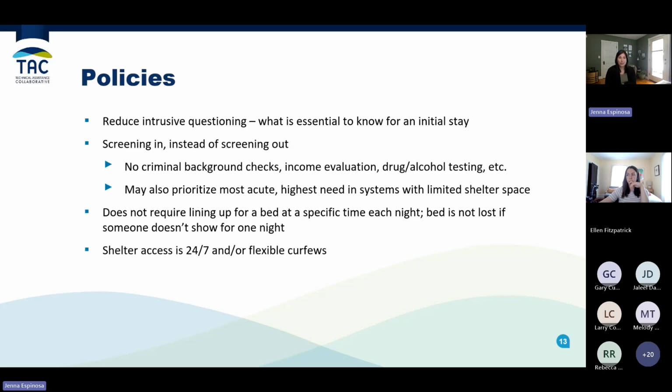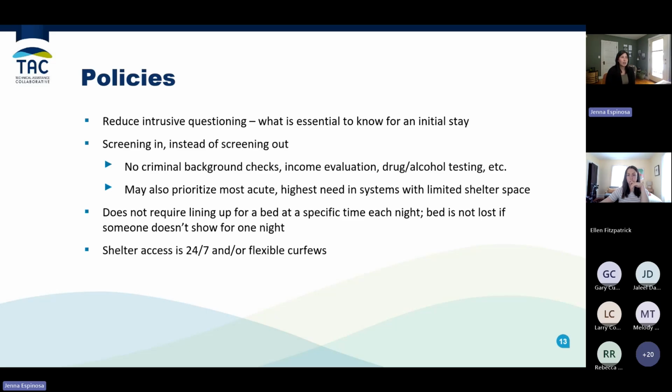And we know not all of this might be the case for you because you might have funders or you might be in a specific location that does require certain screening to happen. But the goal would be to have no criminal background checks or income evaluation, drug or alcohol testing, any type of conditional circumstances for someone to be able to stay.